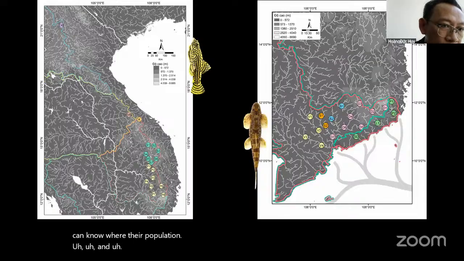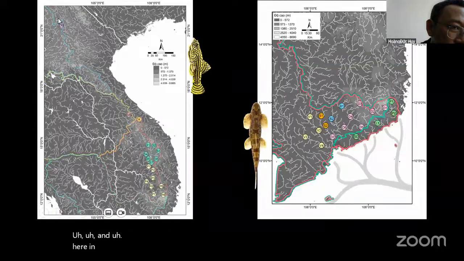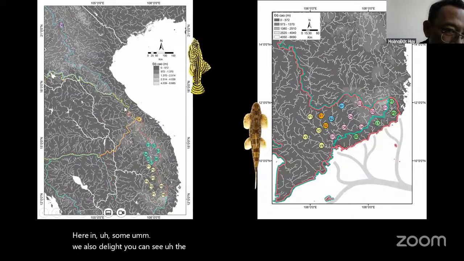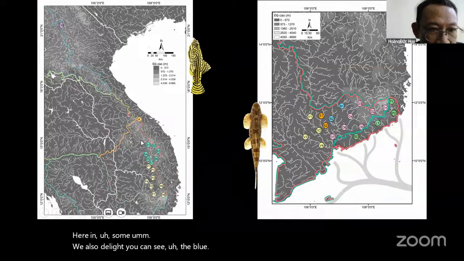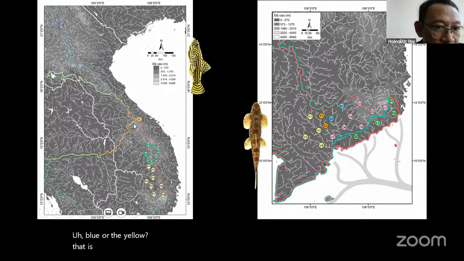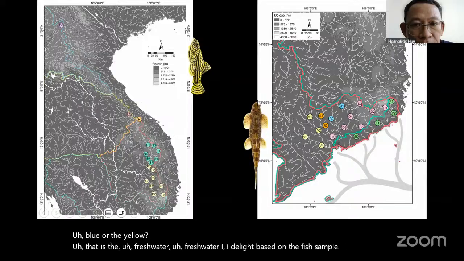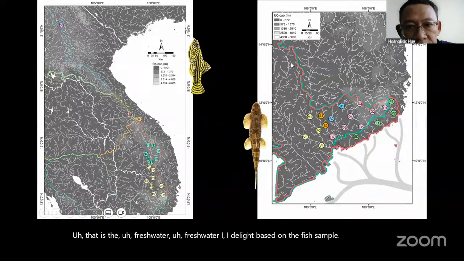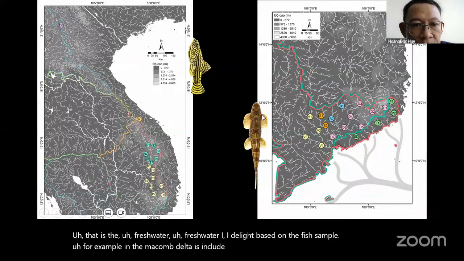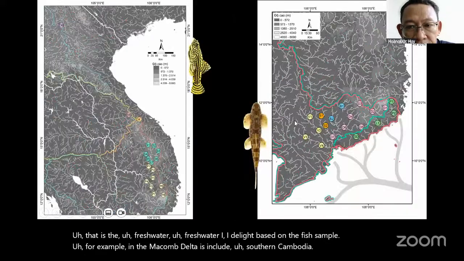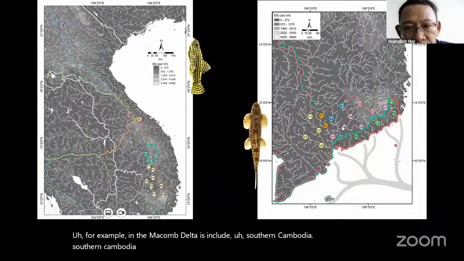Here in some maps, we also delineate, you can see the blue or the yellow. That is the freshwater ecoregion I delineated based on the fish samples. For example, the Mekong Delta includes southern Cambodia and southern Vietnam as well.